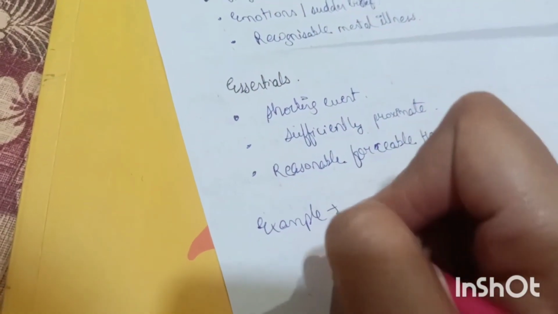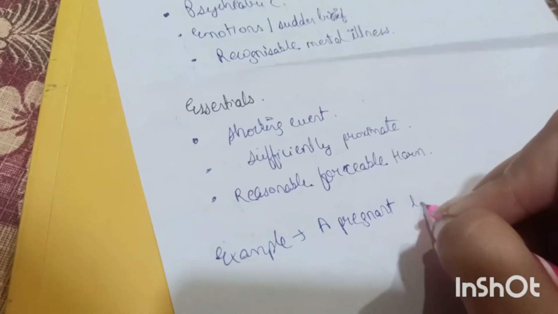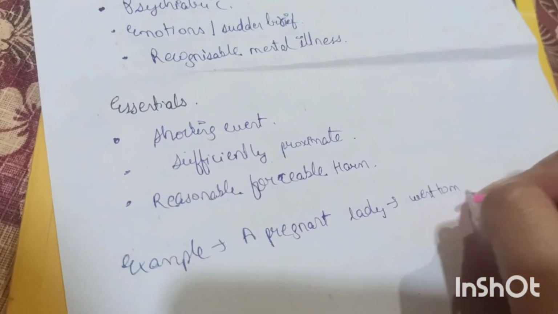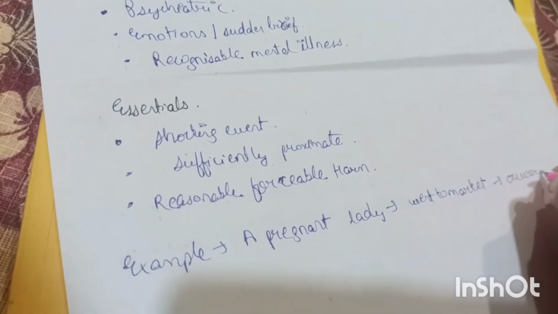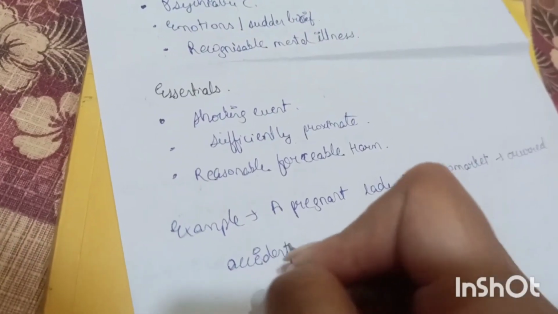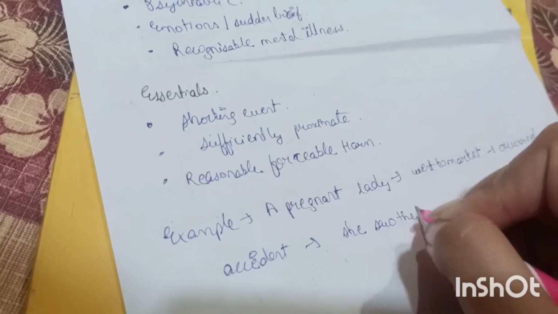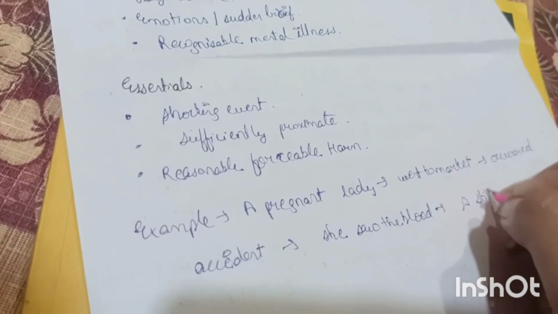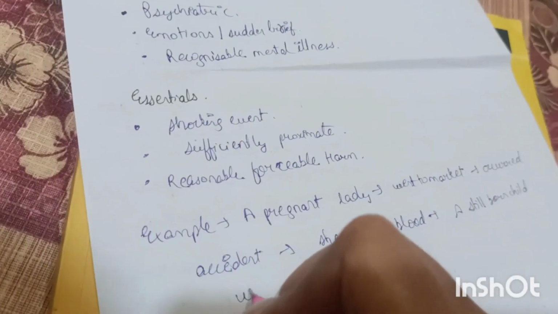Okay, so let's write the same example. You can see a pregnant lady went to the market. There occurred an accident. She saw the blood, and a stillborn child was born.